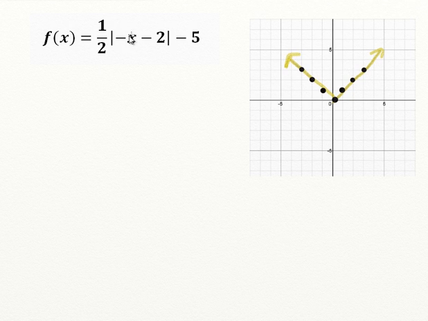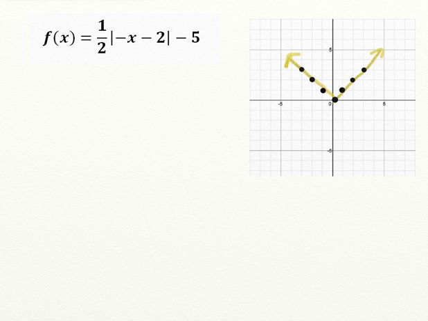Okay, so what has happened with this new function? Well, what do we see going on inside it? A couple of things. At the front we have 1/2, and that is going to be a vertical compression. Inside the absolute value signs, we have a negative x minus 2, and then at the end we have a minus 5, and that's going to be a vertical translation or a movement down. So the whole function is going to be moving down.